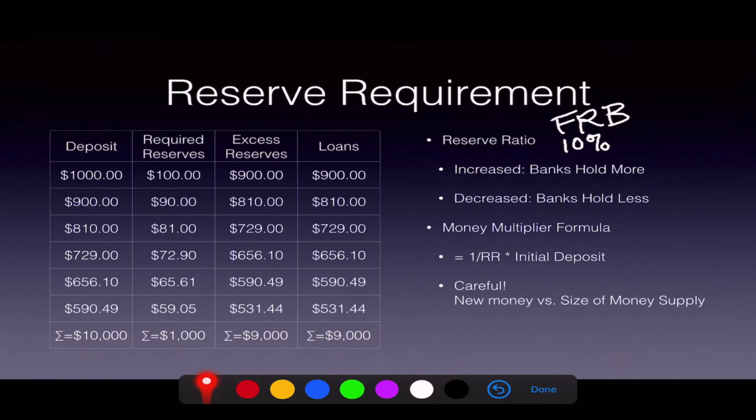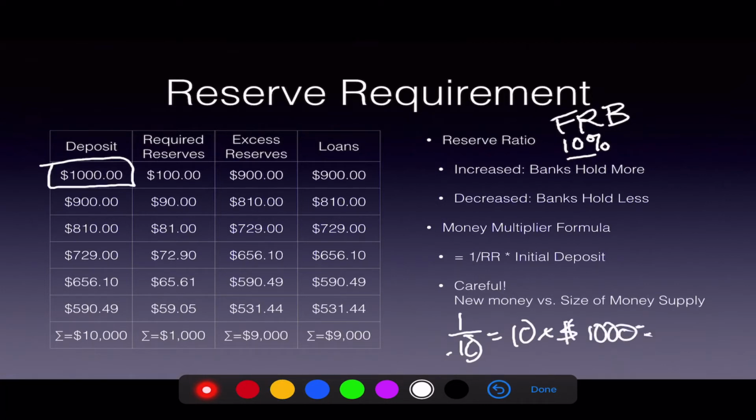Basically, if you divide 1 by the reserve requirement and multiply by the initial deposit, you're going to get that. So in our little table over here, if our initial deposit is 1,000 and our reserve requirement is 10%, well, 1 over 10% is equal to 10, times the initial deposit of 1,000 is going to be equal to $10,000.